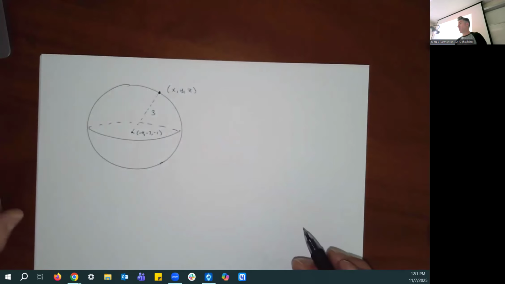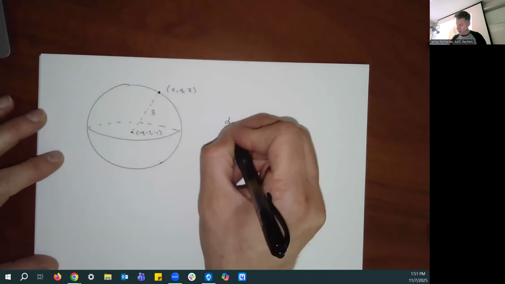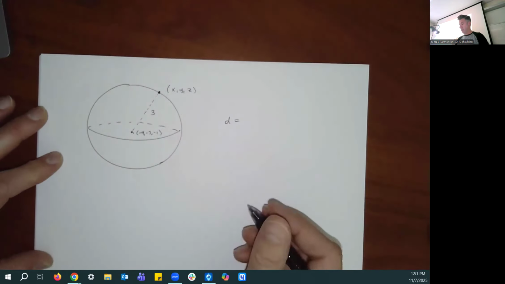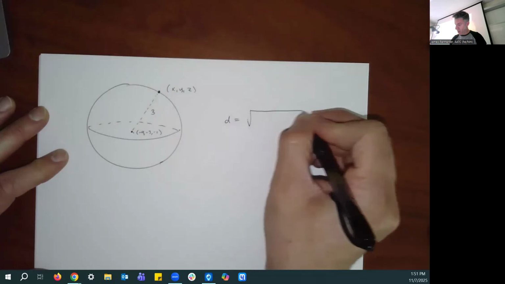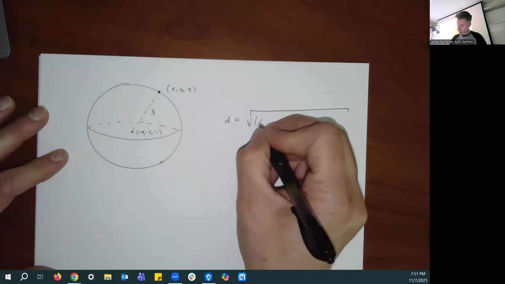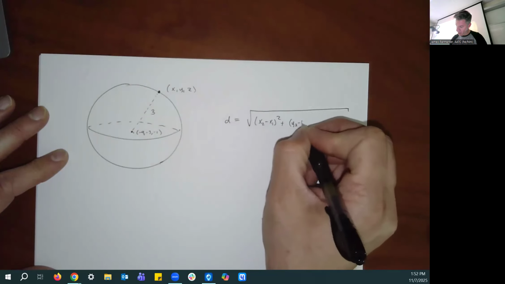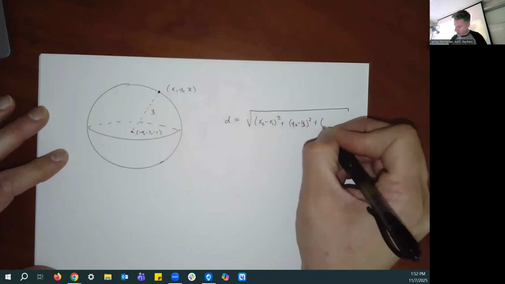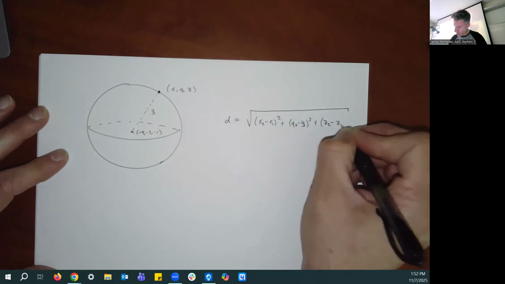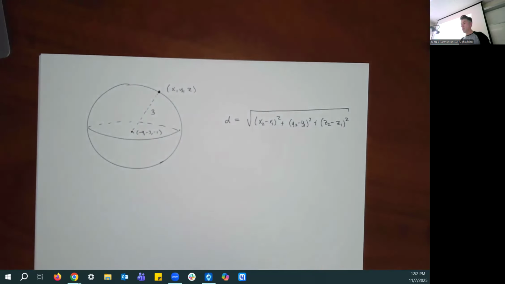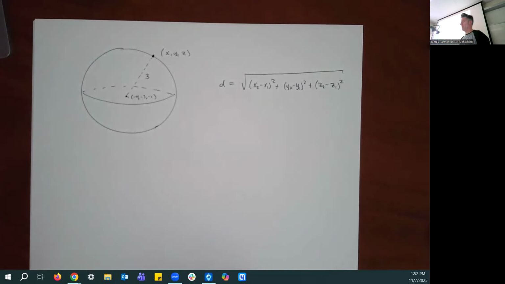Well, we have a distance formula, right? The distance between 2 points is the square root of the difference in the x's squared plus the difference in the y's squared plus the difference in the z's squared. It's true in 2 dimensions and 3 dimensions, right? You just have to add on the 3rd dimension.